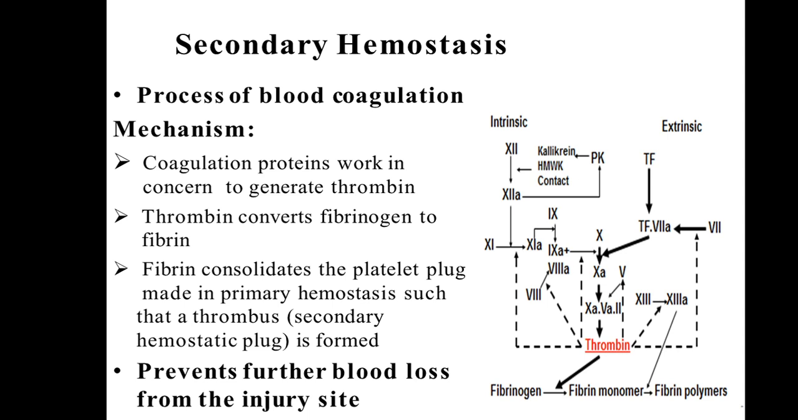Secondary hemostasis is the process of blood coagulation. Coagulation proteins work in concert to generate thrombin. Thrombin converts fibrinogen to fibrin. Fibrin consolidates the platelet plaque made in primary hemostasis such that a thrombus, the secondary hemostatic plaque, is formed, which prevents further blood loss from the injury site.